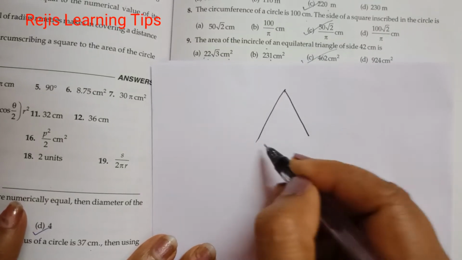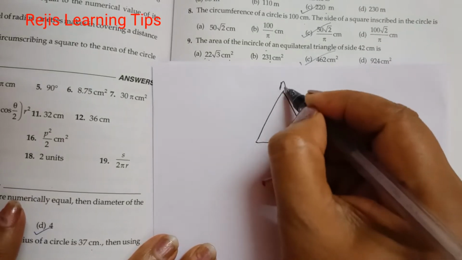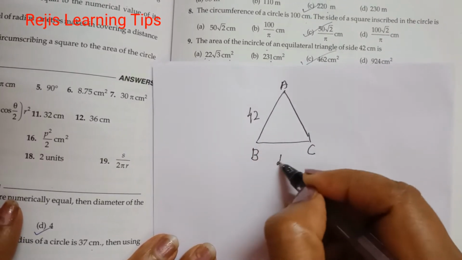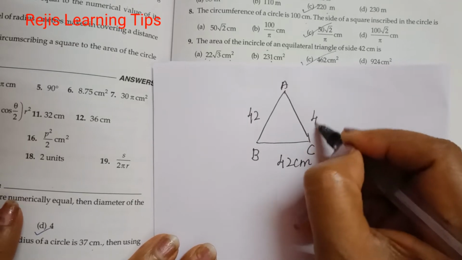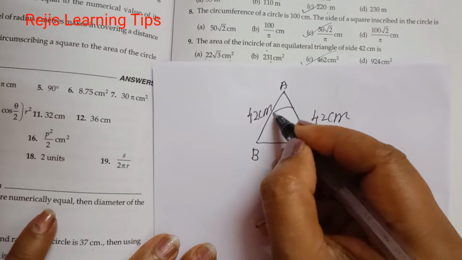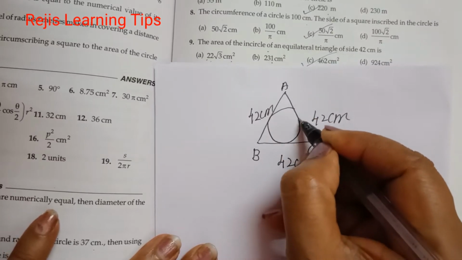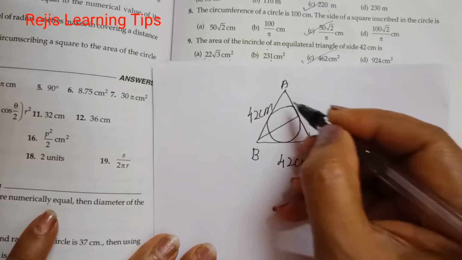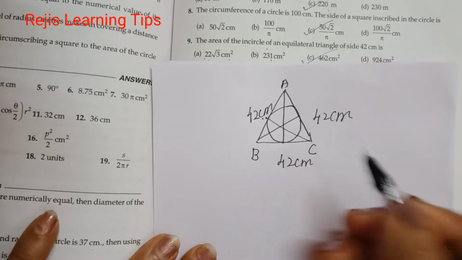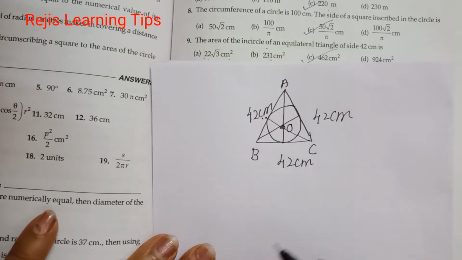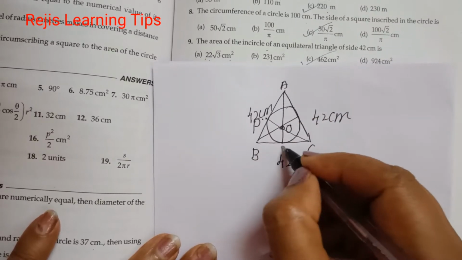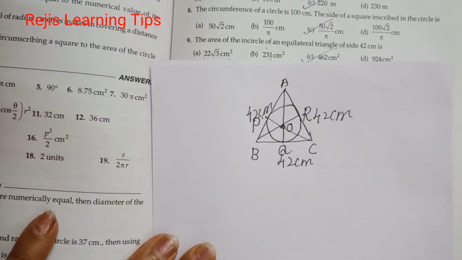Triangle ABC is an equilateral triangle, with side 42 centimeter, and here also 42 centimeter. This is the incircle, the angle bisector, and this is the center O. This is P, and this is Q, and this point is R.